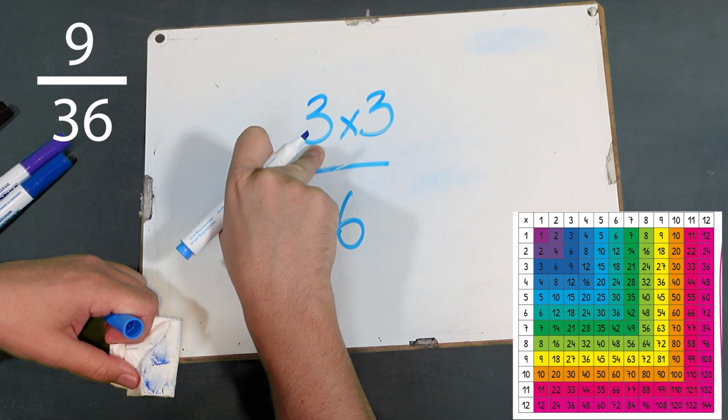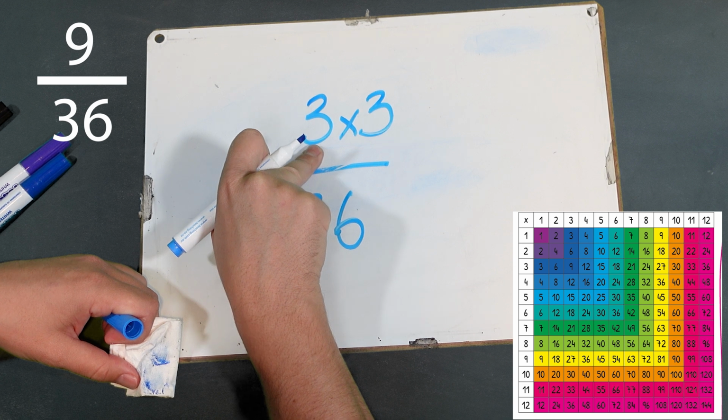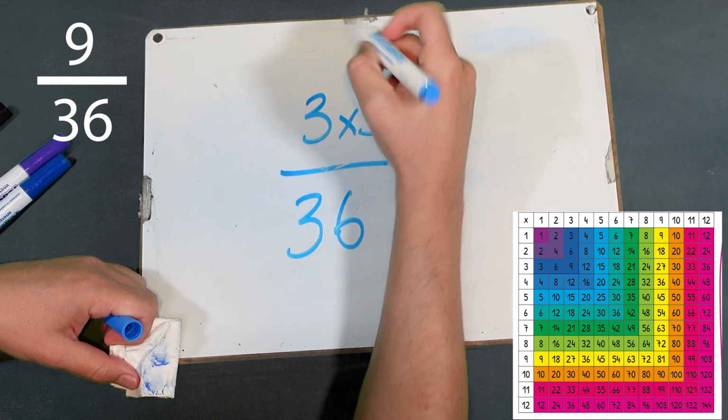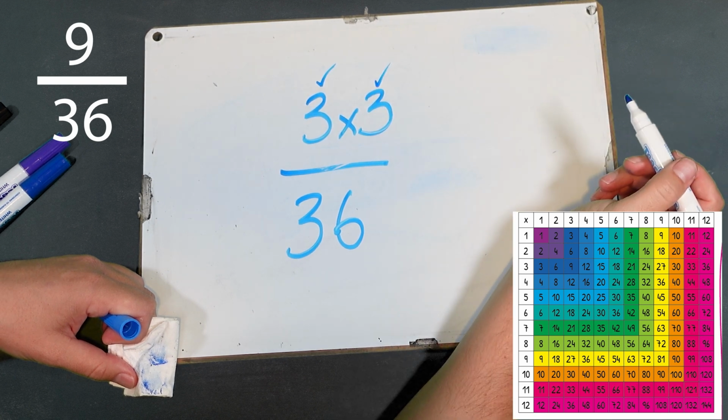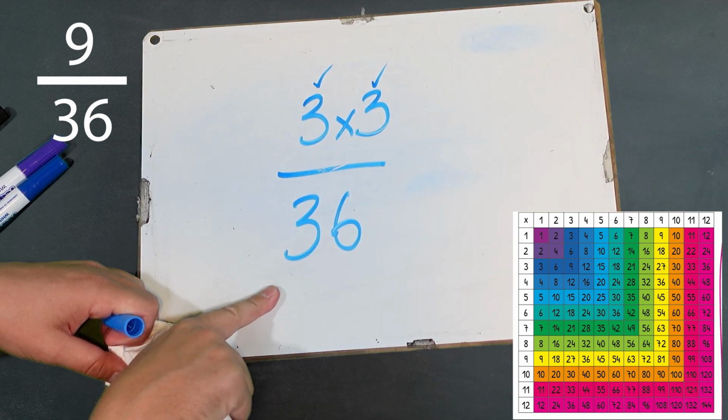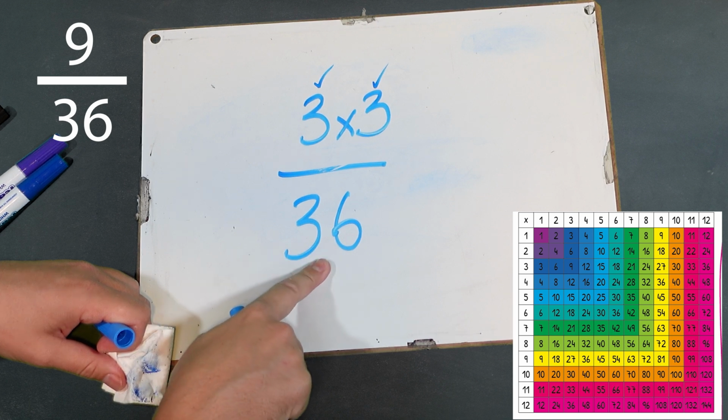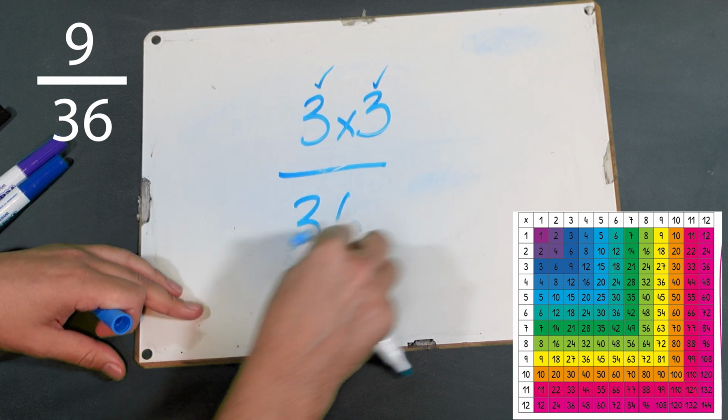Now we look at the 3. Other than 3 times 1, there's no two numbers that times together to equal 3. So we're going to stop there with the 3, it's prime. And we'll move to 36. What two numbers times together to equal 36? 6 times 6.